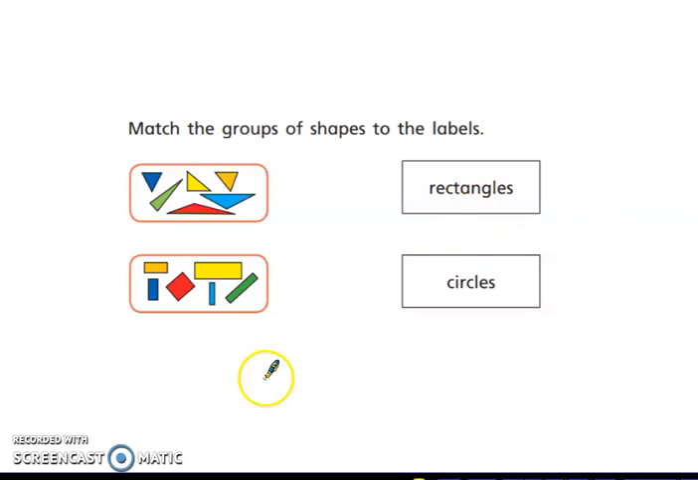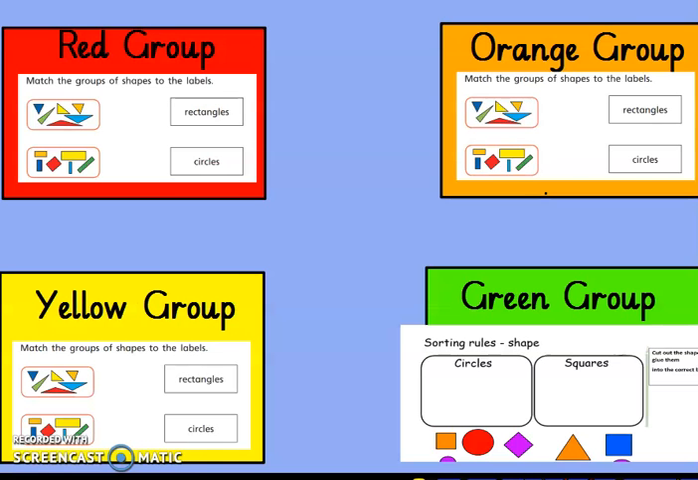So some of you have got some activities like this on your sheets, and it says match the groups of shapes to the labels. So they're all triangles. You're going to find the triangle label and match it. What have we got here? Squares or rectangles? Rectangles. Yep, so you're going to match them up, and then you'll have another group that's circles. So you're going to have a little go of matching those up on your sheet. And you've all got some shape work. So red group, orange group and yellow group, you're all starting with that activity that I just showed you.